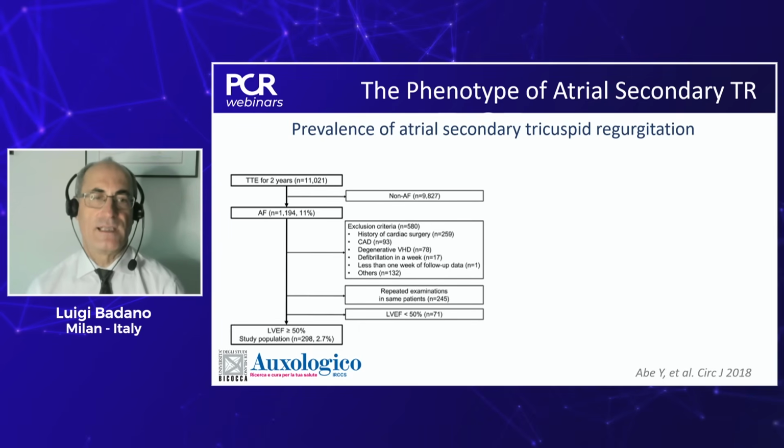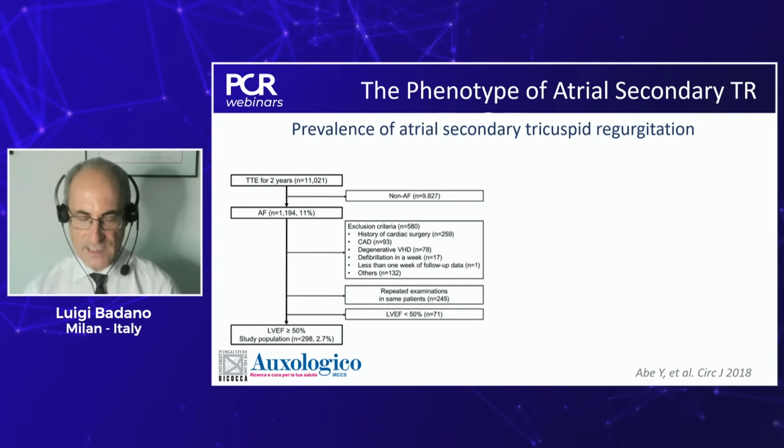Having clarified a little bit the pathophysiological basis of atrial tricuspid regurgitation, we will look at the prevalence, because one question is, yes, but how many patients with atrial fibrillation will develop tricuspid regurgitation? This was addressed in this elegant study published in Circulation Journal by Abe and co-workers, who looked at patients having transthoracic echo 2 years apart, and looking at those that developed atrial fibrillation. They were more than 1,000 patients, after excluding patients with comorbidities, patients who had no repeat examination, or patients with left ventricular dysfunction. They remained with 300 patients with a normal left ventricular ejection fraction and no other comorbidities.